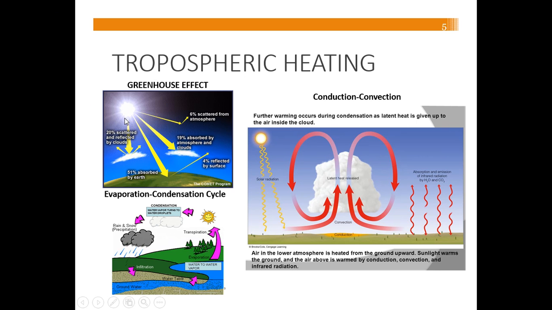We have radiation or heat energy coming from the sun, and it enters the Earth's atmosphere in various ways. We have some where 20% is scattered by clouds, 86% by the atmosphere itself, and 19% absorbed by the atmosphere and clouds as well. We have some directly absorbed by the Earth's surface and some by reflection. So these are the number of ways in which heat would enter the Earth's atmosphere and warm it up.